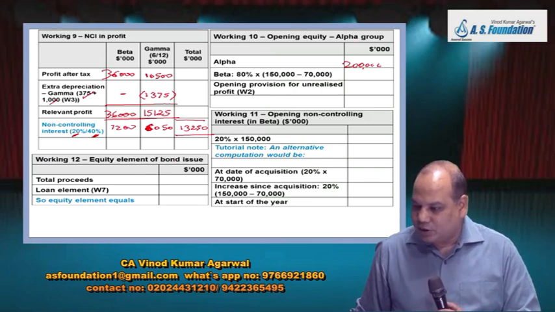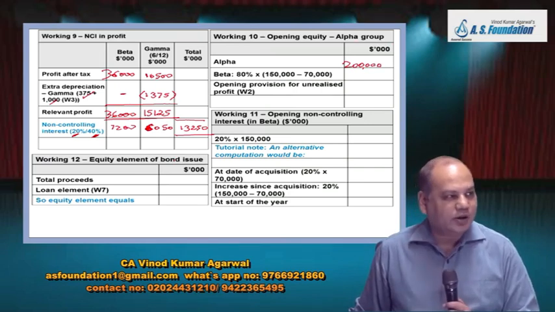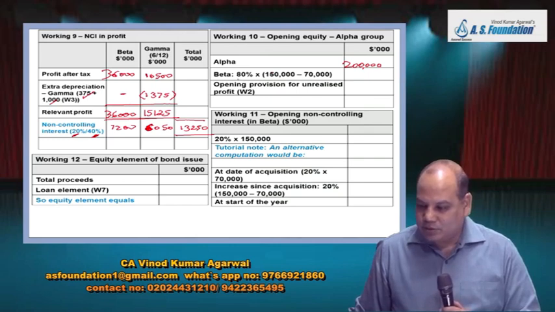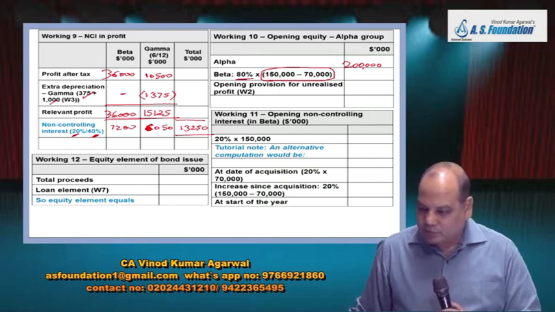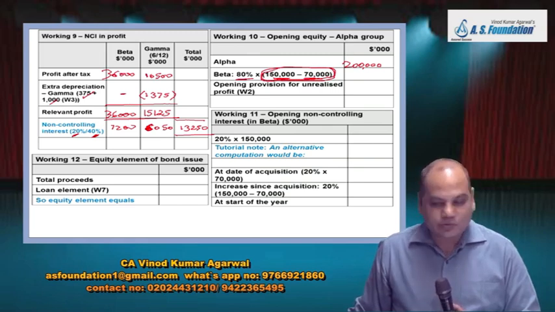Alpha's share in Beta's post-acquisition change in net asset. Alpha's share is 80% of the change in Beta's net asset since acquisition. At the time of acquisition it was 70,000, given in note number 1, second line. Now if you see the opening balance, 1,50,000. So 1,50,000 minus 70,000, 80,000 has been the change since acquisition until 1st April 2015.